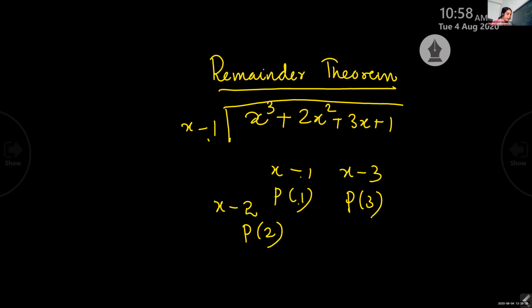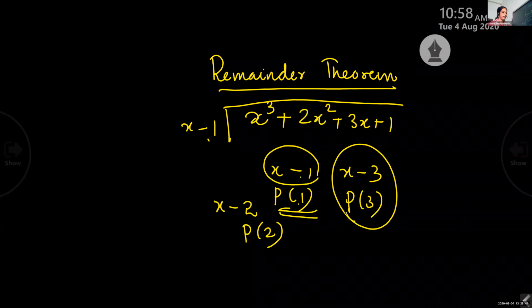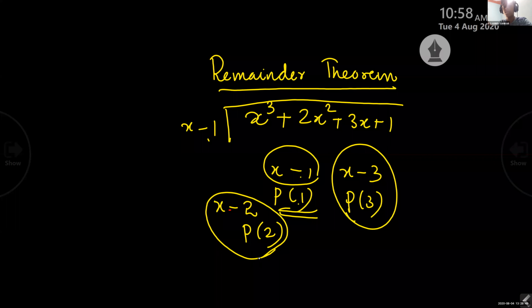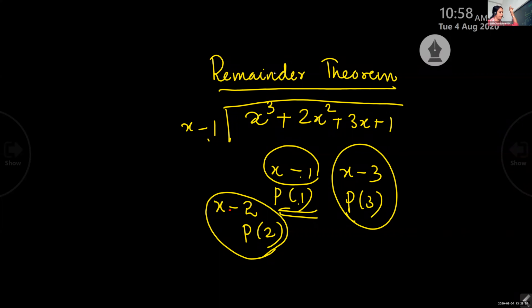Can you find out any relationship between this x minus 1 and p of 1? And what about this x minus 3 and p of 3? And what is this x minus 2 and p of 2? Both have the same numbers. So, no need of doing the long division method. You can find the remainder easily. I'll give an example. Afterwards, I'll explain the theorem. That will be easy for you. Take your notes and write this.